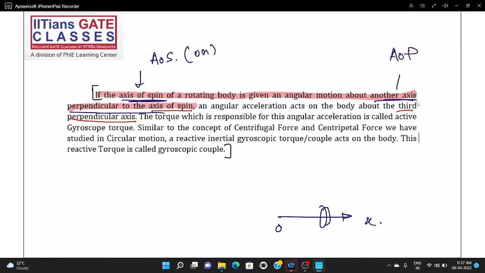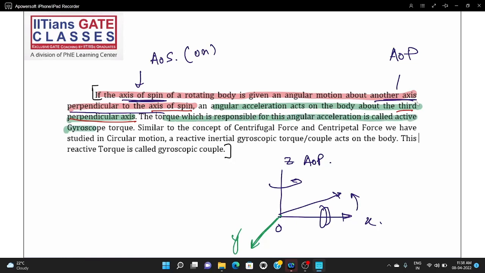So this is given an angular acceleration about a perpendicular axis. So this is the axis of precession. In that case, there is an angular acceleration about a third perpendicular axis. Which one is the third perpendicular axis now? The torque which is responsible for this angular acceleration is called the active gyroscopic torque.